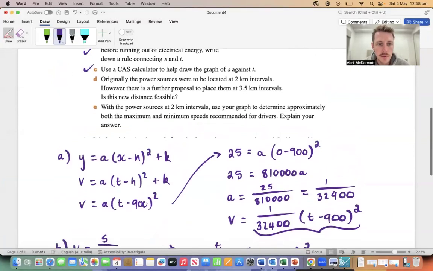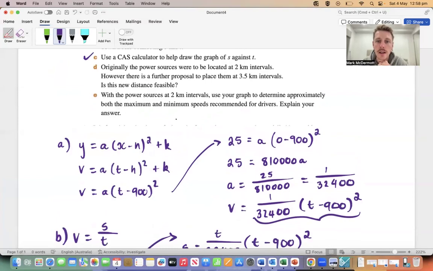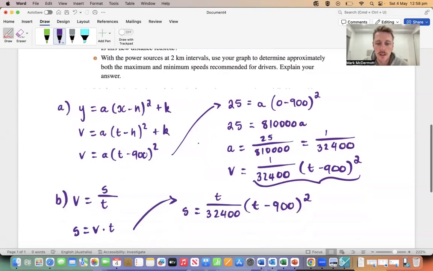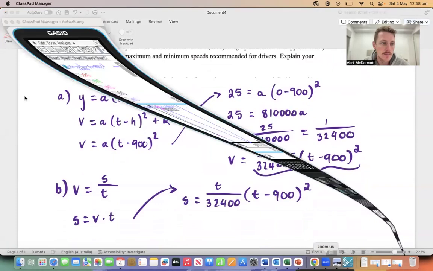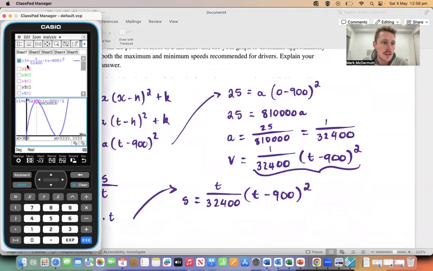Okay, it says originally the power sources were to be located at 2-kilometer intervals. However, there is a further proposal to place them at 3.5-kilometer intervals. Is this new distance feasible? Okay, let's go back to the CAS and let's have a think. What we can say is that we know along the y-axis we've got distance, which was our variable s, and that's measured in meters.